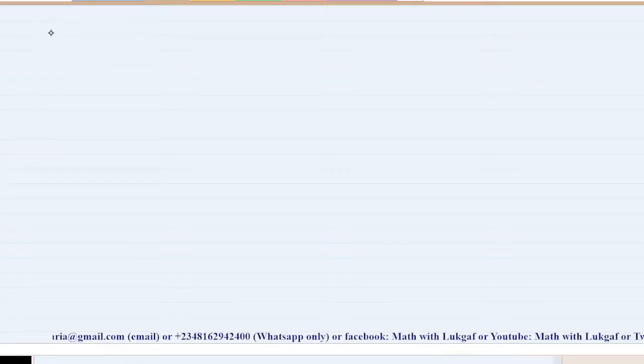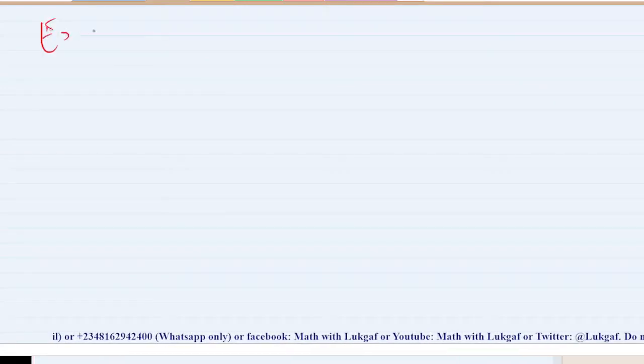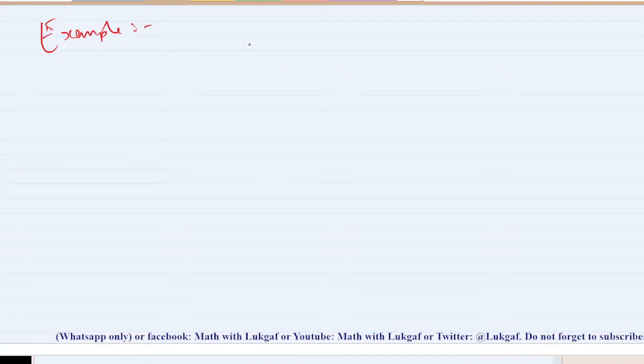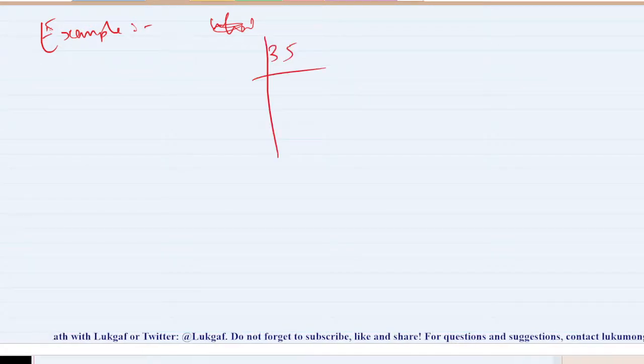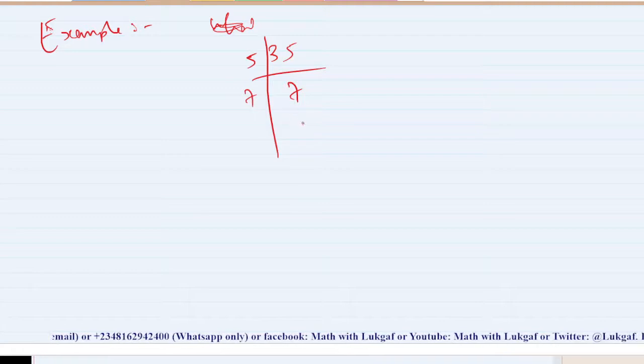Likewise, if you want to do this again, for example, suppose you want to try it for 35. What is the least number that will be multiplied by 35 to give a perfect square? You take the prime number that can go into 35. So 2 cannot go, 3 cannot, but 5 can go. So 5 here, then 7, 7 can still go again. That is 7. So you will see that 35 is equal to 5 times 7.